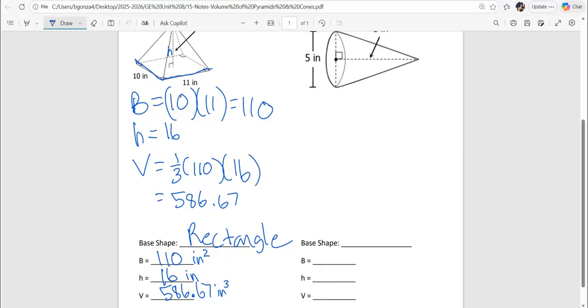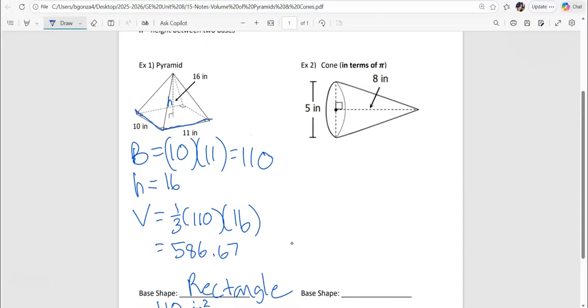Now, this cone is similar, but it's sideways. First of all, does everyone know big B? This shape right here is a circle. So to find the big B of a circle, it's pi r squared, right? So first of all, what is r? Who thinks r is 5? Okay, what's the radius? Halfway across. Is it 5? 5 divided by 2, which is 2.5. Yes, yes, yes.